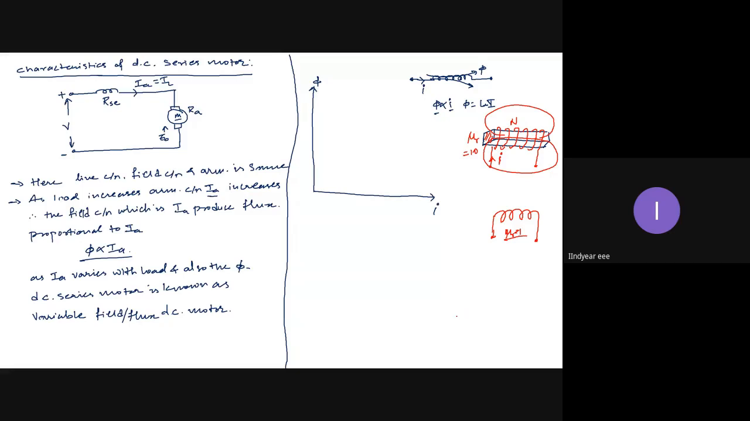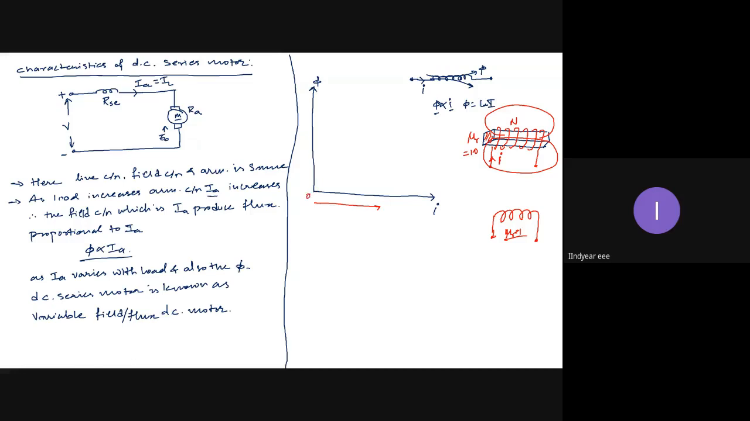I always say the core saturates. I never say the winding saturates. Winding can carry current of any infinite value, infinite meaning a large value. But the core cannot produce more magnetism beyond a certain limit. Now what happens is, as I go on increasing the current from I to I plus I dash, I plus 2 I dash, I plus 3 I dash, whatever, where I dash is a delta change.